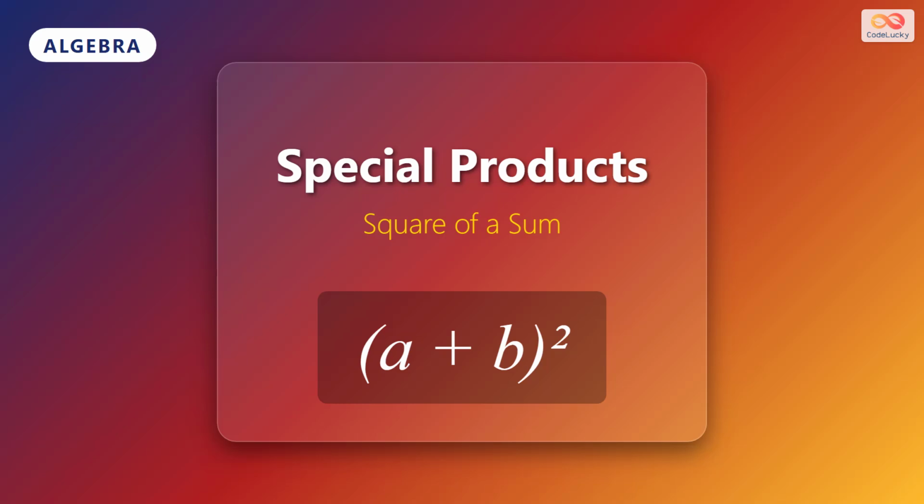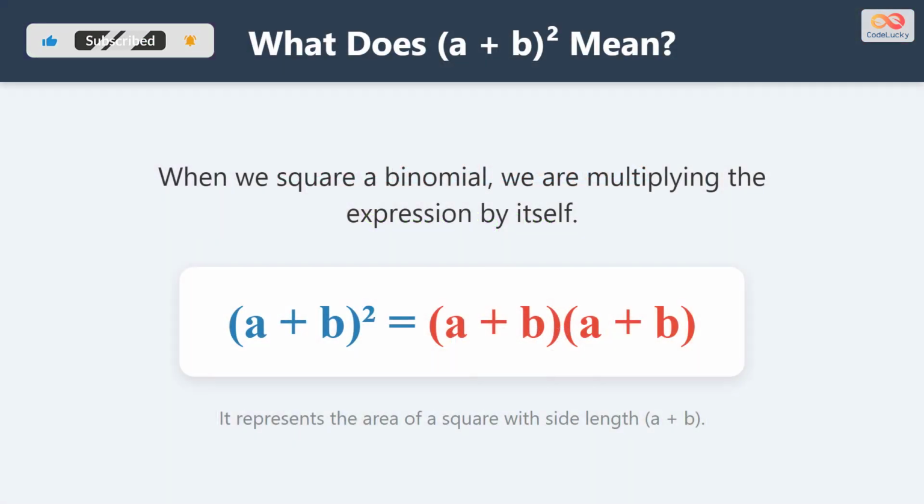Today, we are going to master one of the most fundamental formulas in algebra, the square of a sum, or (a + b)². First, let's understand what the notation actually means. When we see a plus b in parentheses raised to the power of 2, it simply means we are multiplying the binomial a plus b by itself. It's helpful to think of this as finding the area of a square where each side measures a plus b.